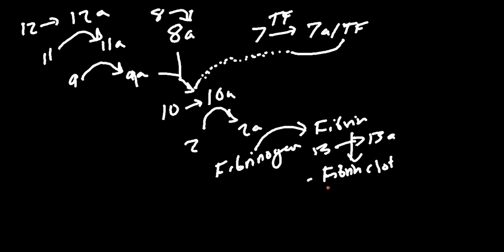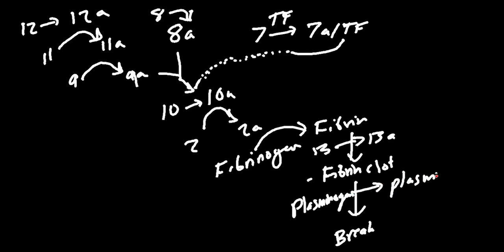Great. How are we going to break it down? Well, we're going to break it down through plasminogen. That's going to turn into plasmin. Plasmin is going to break down this fibrin clot. We've got TPA. TPA is going to convert plasminogen into plasmin. We've got warfarin slash coumarin. That's going to bind your vitamin K.